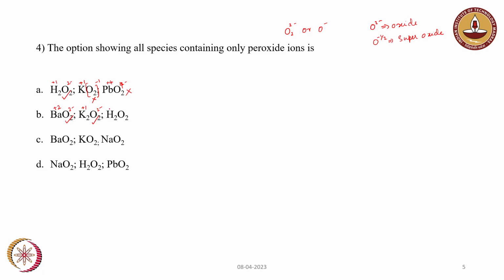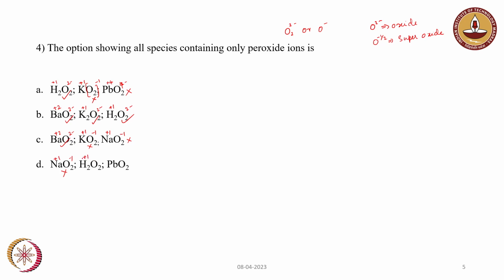And in H2O2, we know this H is in plus 1, so 2H is present, so here it should be 2 minus, so this is peroxide. Here barium plus 2, so O2 should be O2 2 minus, so peroxide. K is in plus 1 state, so O2 is in minus 1 state, so not a peroxide. Here sodium is in plus 1, O2 is in minus 1, so it's not a peroxide.